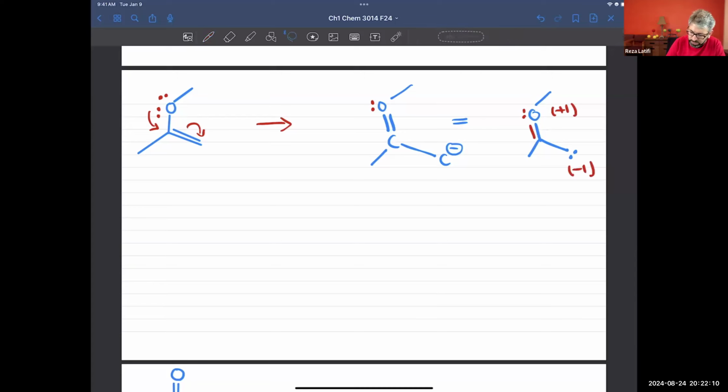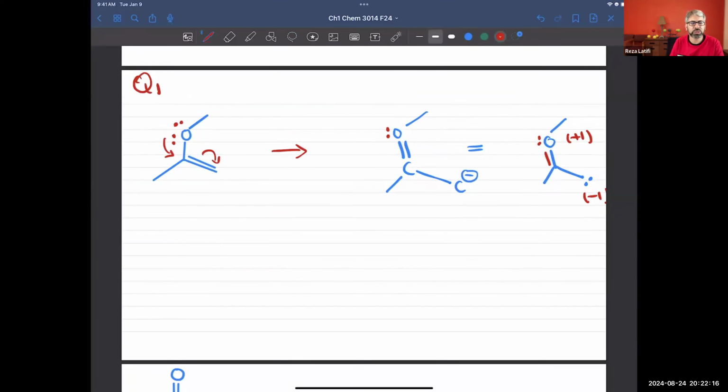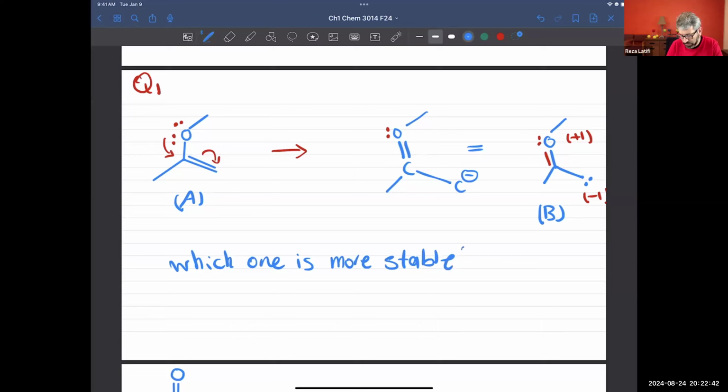Question, so listen carefully. This is going to be question 1. The question is going to be this: between A and B, which one is more stable? A or B? That's the first question that you will see. I already showed you the structure for it, technically the Lewis structure for it.